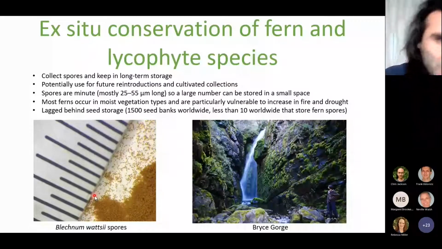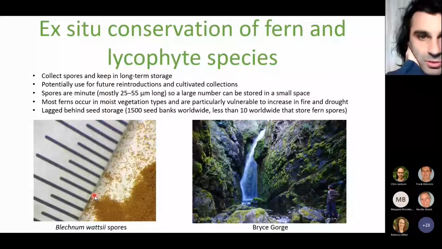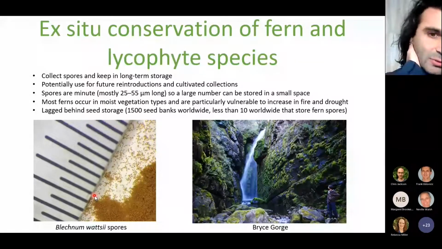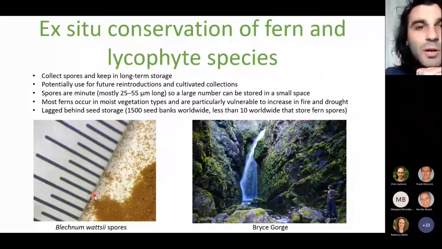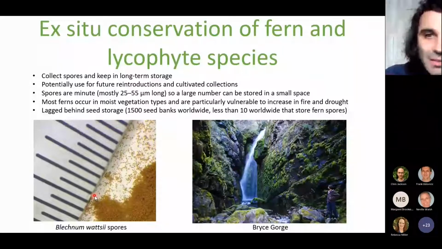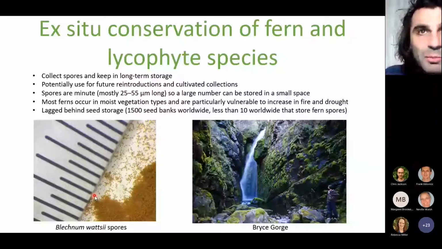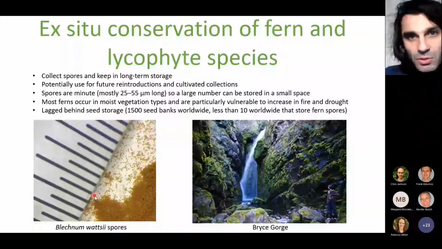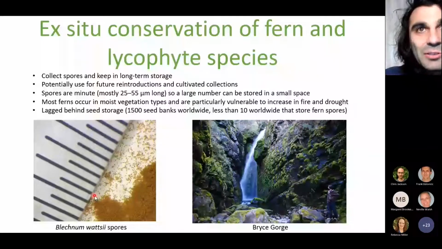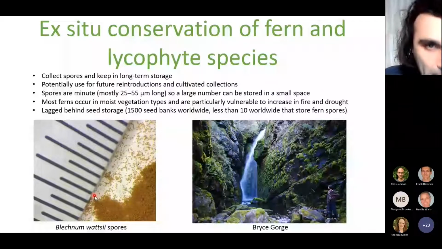But despite this, spore banks have lagged behind seed storage. If I look at some of the statistics worldwide at the moment, around 1,500 seed banks exist, but there are less than 10 fern spore banks in existence worldwide that have a reasonable number of fern species protected within them. And of those 10, there's even less that actually have those spores preserved in conditions that are optimal for long-term storage of spores. They're more of a temporary measure.